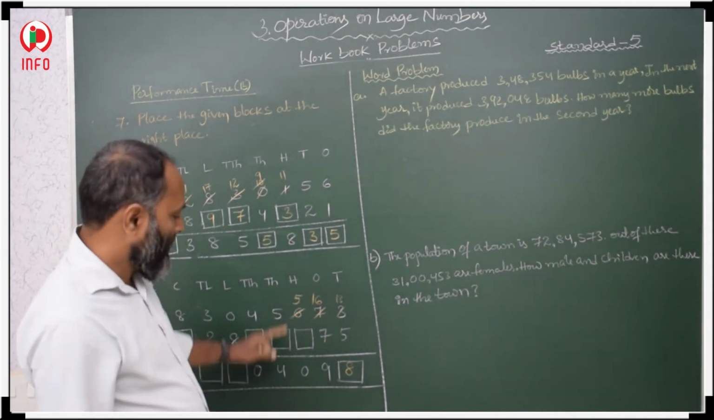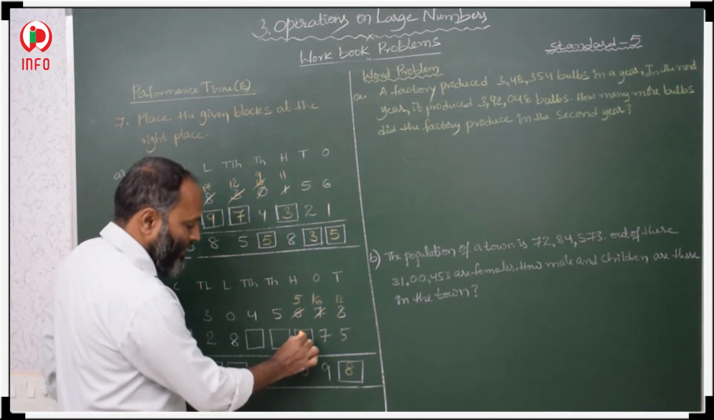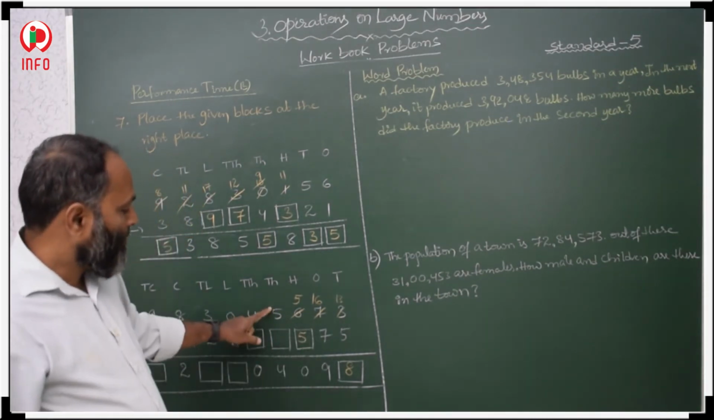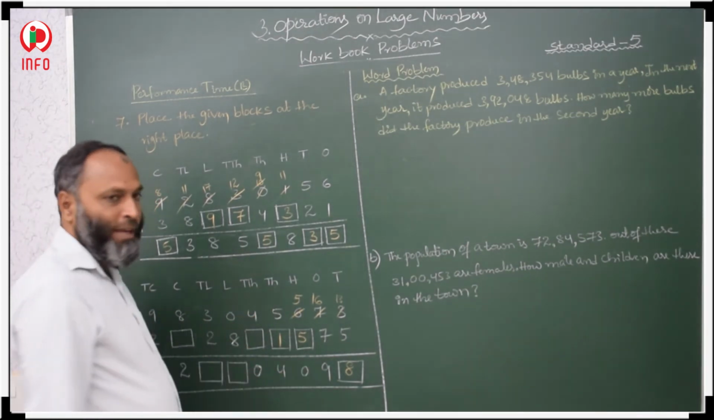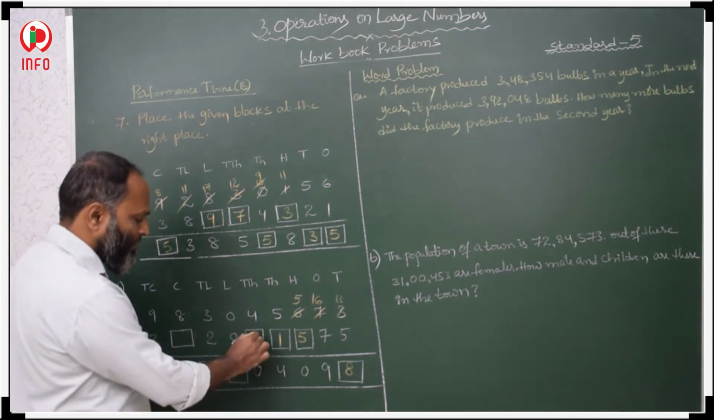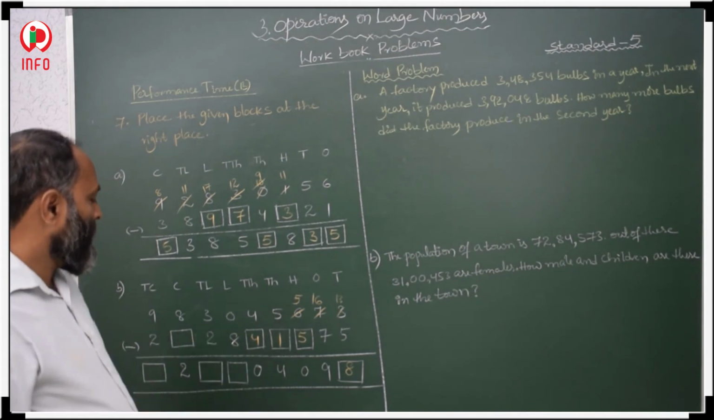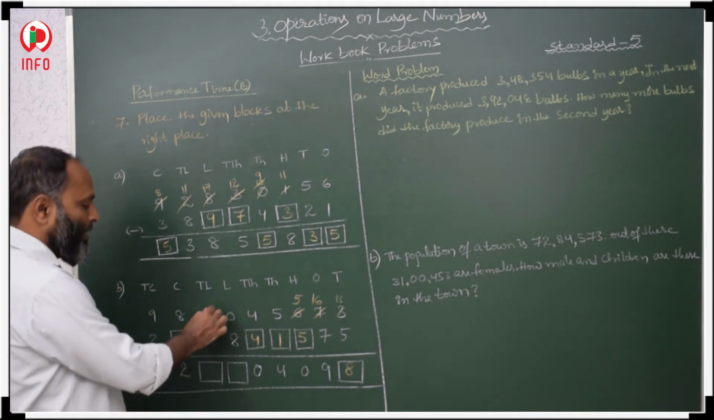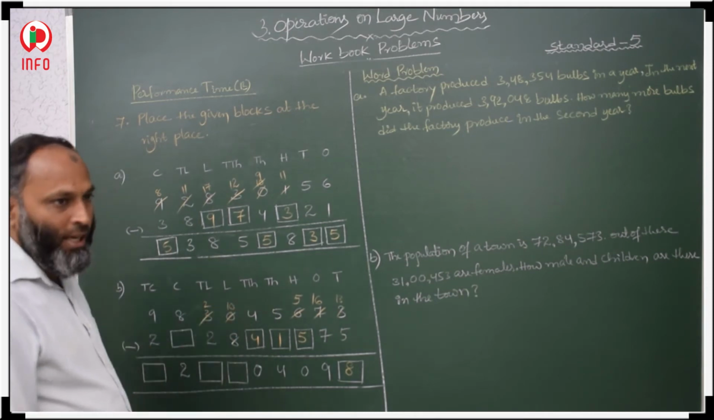It's correct. 5 minus what makes 0? It means 5 minus 5 is 0. 5 minus what makes 4? It means 5 minus 1 makes 4. 4 minus what makes 0? 4 minus 4 makes 0. 0 minus 8 is not possible. Then take a borrow, it will decrease by 1 and increase by 10. 10 minus 8 is 2.